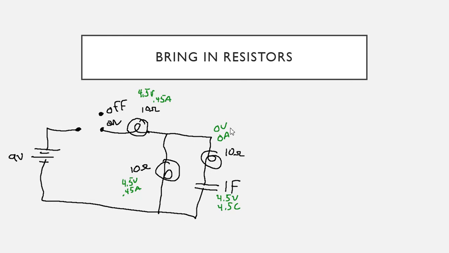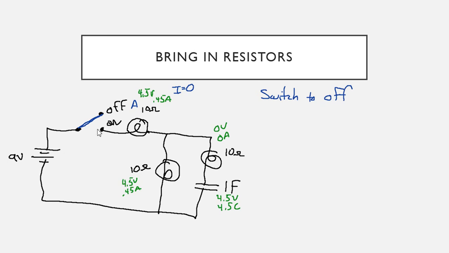Now, what happens if we take the switch back to off? A couple things we know immediately. If we take this switch to off, light bulb A has no path for current flow. So light bulb A will have a current of 0. Let's write it over here. Switch to off.